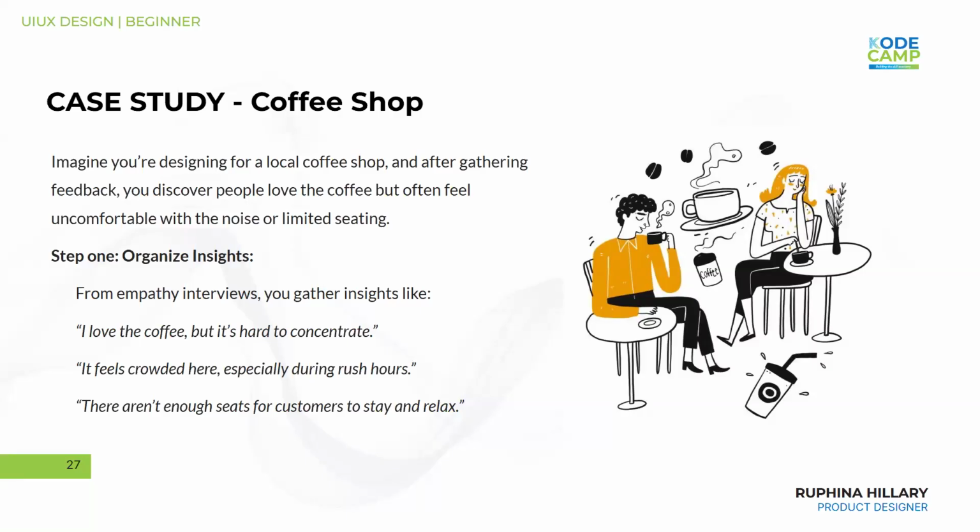So for your first step, now you have to organize your insights. So this is going over the whole definition steps. Step one, you organize your insights. From the empathy interview, you gather insights like, I love the coffee, but it's hard to concentrate because of the noise. Two, it feels crowded here, especially during rush hours. Three, there aren't enough seats for customers to stay and relax. That's the insight that you have gotten.